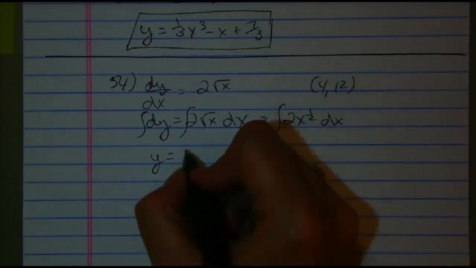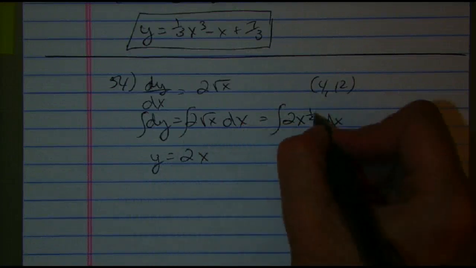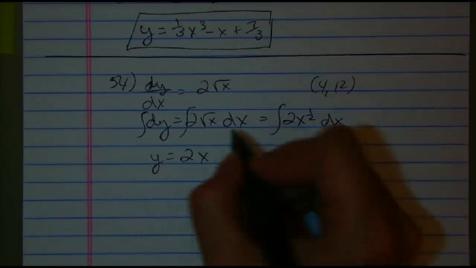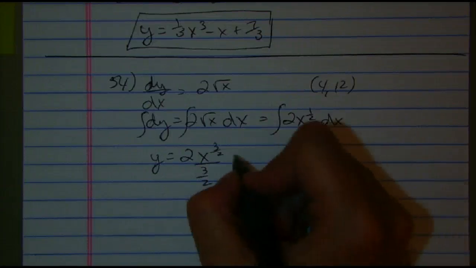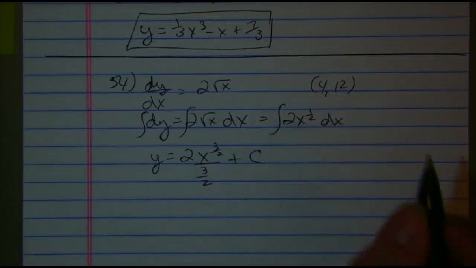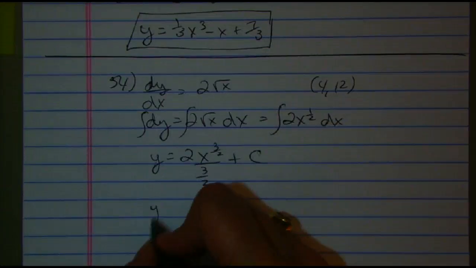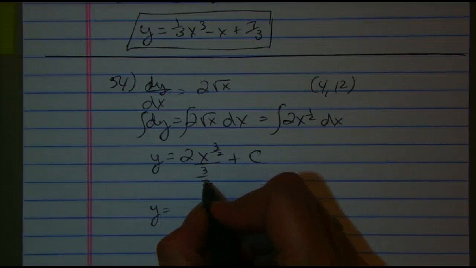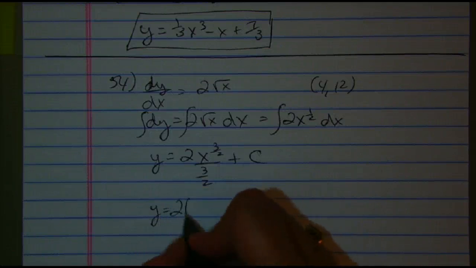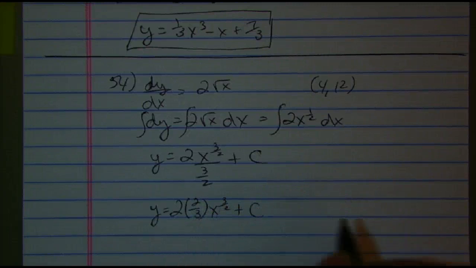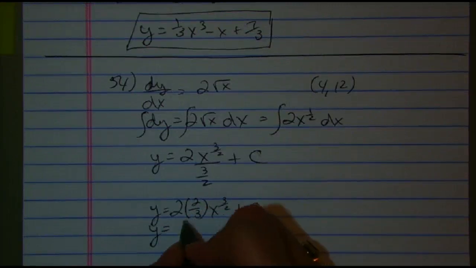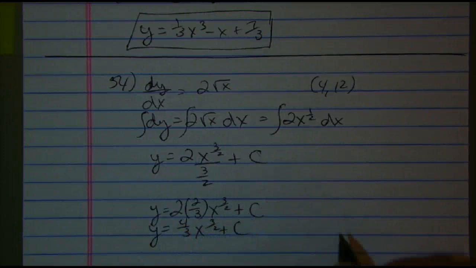So now I'm ready. Write down my 2, my x. I'm going to increase that exponent by 1 and put that exponent in the denominator, plus my constant of integration. I need to multiply by the reciprocal, so that's 2 times 2/3 x to the 3/2 plus c. So it's y equals 4/3 x to the 3/2 plus c.